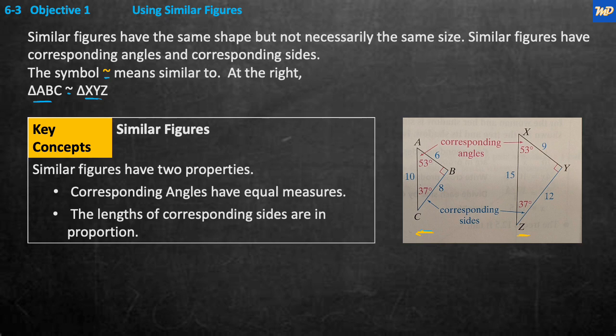So, key concept of similar figures. Similar figures have two properties. Corresponding angles have equal measurements. So angle A over here is 53 degrees, and angle X over here is 53 degrees. The sides might be different, but they're in a relationship. They're proportional to each other. The lengths of the corresponding sides are in proportion. That's really the difference. That's what makes the triangle, in this case, larger or smaller.